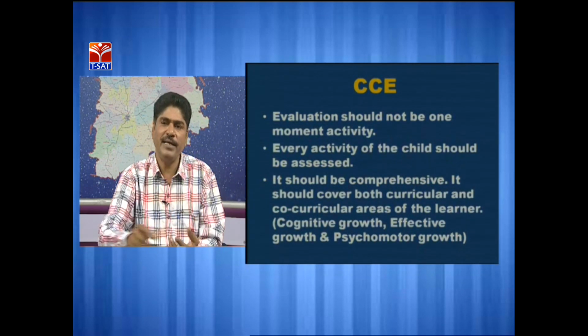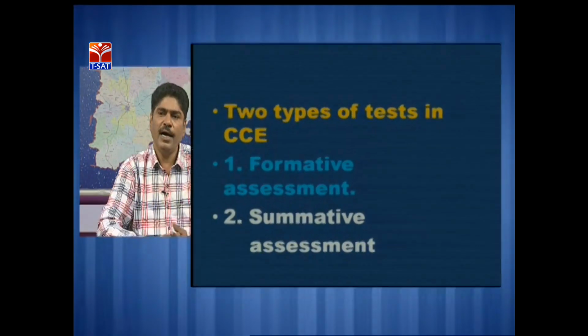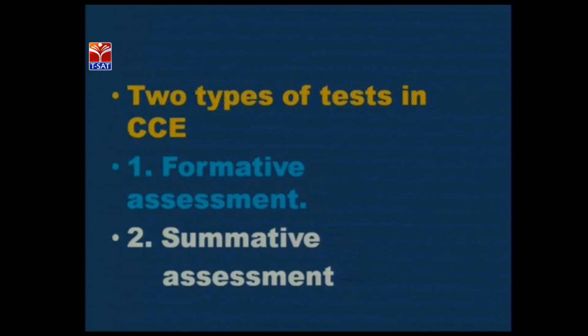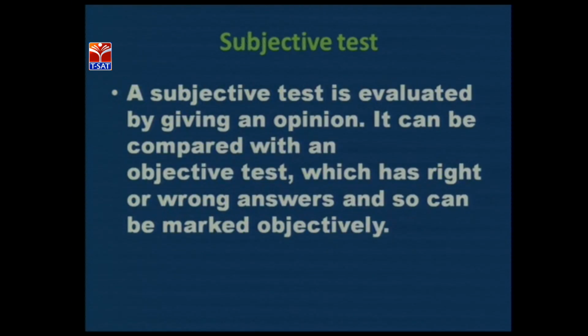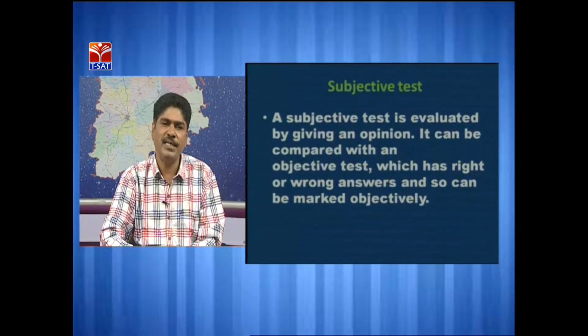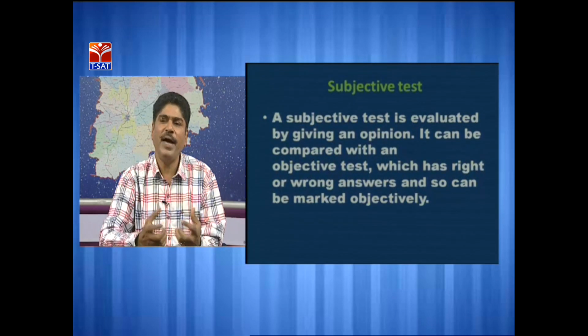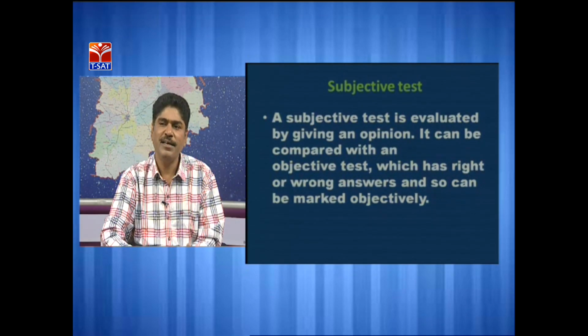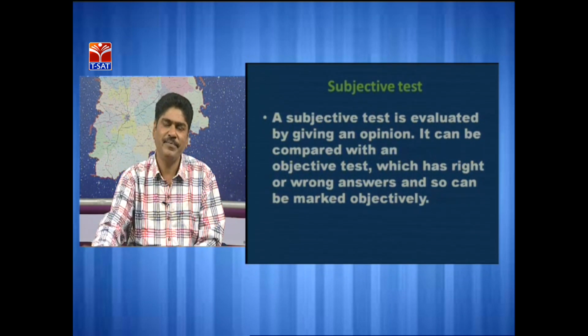Hence, we are implementing this CCE, you are aware of that, and we use two types of tests in CCE. One is known as formative assessment, the other is known as summative assessment. And based on the questions, we have two types of tests: subjective testing and objective testing. A subjective test is evaluated by giving an opinion. It can be compared with an objective test, which has right or wrong answers, and so can be marked objectively.